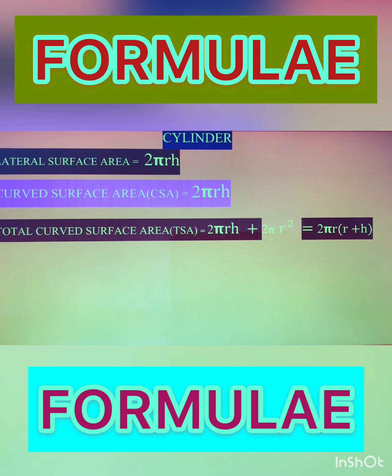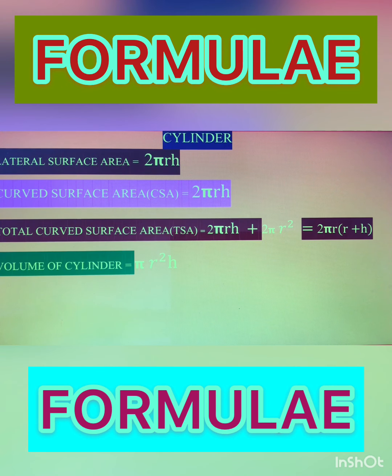Means if you add the area of both bases, that is top and bottom, that is pi r square plus pi r square, this is the circular part. So you will get the total surface area: 2 pi r h, the curved surface area, plus 2 pi r square, this is the base area of both parts, top and bottom. Then you will get 2 pi r (r plus h). This is the total surface area of the cylinder.